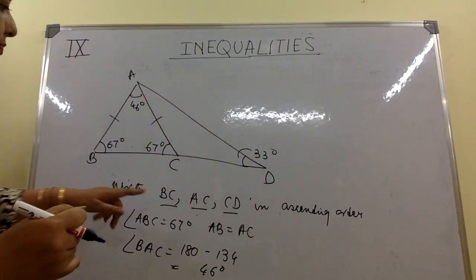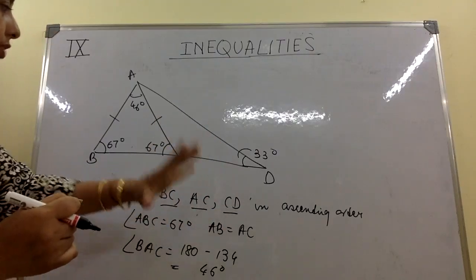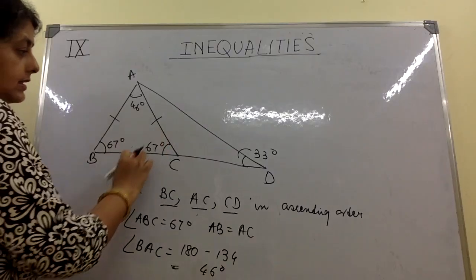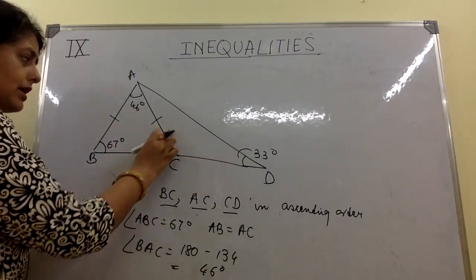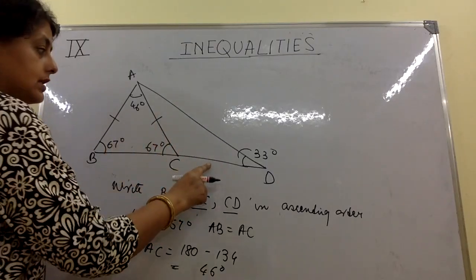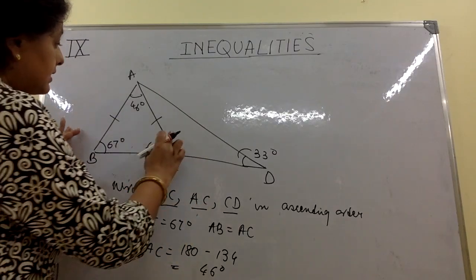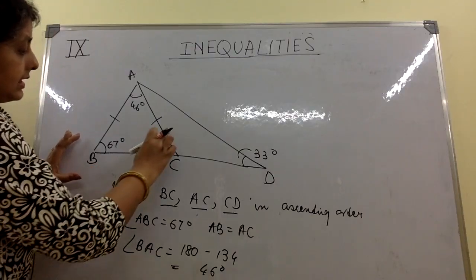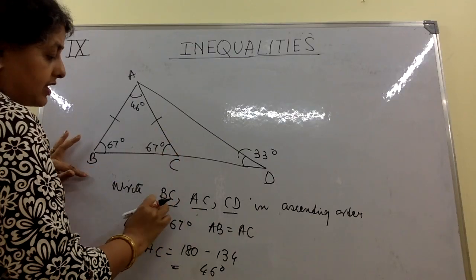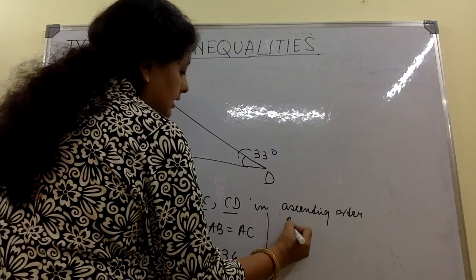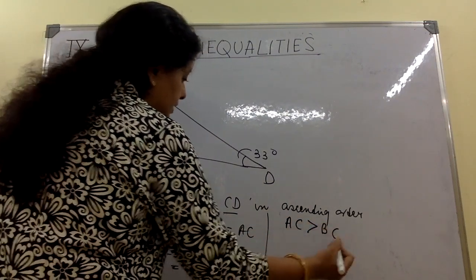Now they want BC, AC, CD. Let us locate the sides. CD, BC, AC: these three are there in the picture. Two are there in the triangle itself, but one is outside the triangle. AC and BC are there. So BC is smaller, AC is greater. AC greater than BC. Why is it so?